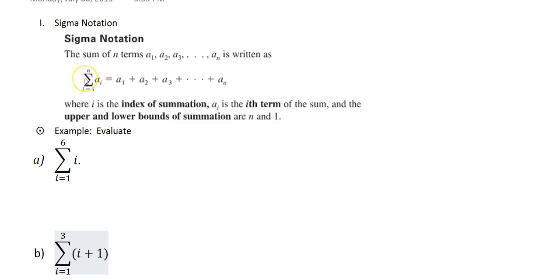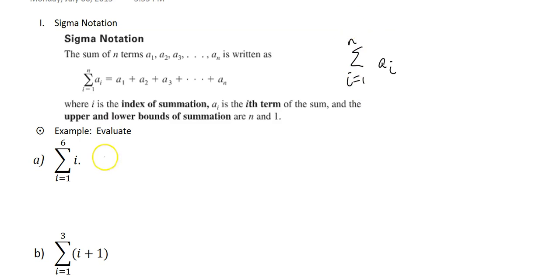the sum from i equals 1 to n of a sub i. So that's the sum from i equals 1 to n of a sub i. And that's going to be a sub 1 plus a sub 2 all the way down to a sub n. Now, i is what we call the index of summation, and a sub i is what we call the ith term in the sum. The upper and lower bounds of summation are n and 1, so the sum is going to go from i equals 1 to i equals n.